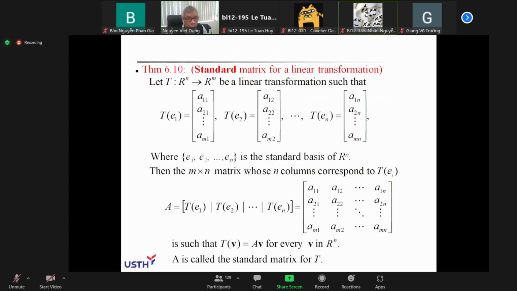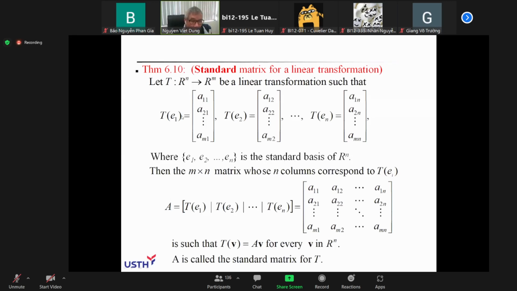First, we consider only the linear transformation T from n space Rn into m space Rm, and that will lead to the notion of standard matrix. For n space Rn or Rm, we always have the standard basis denoted by e1, e2, ..., en. That depends on the dimension of the domain and codomain here, n or m. Then first we calculate T(e1), T(e2), ..., T(en). That is n vectors in the standard basis of the domain.